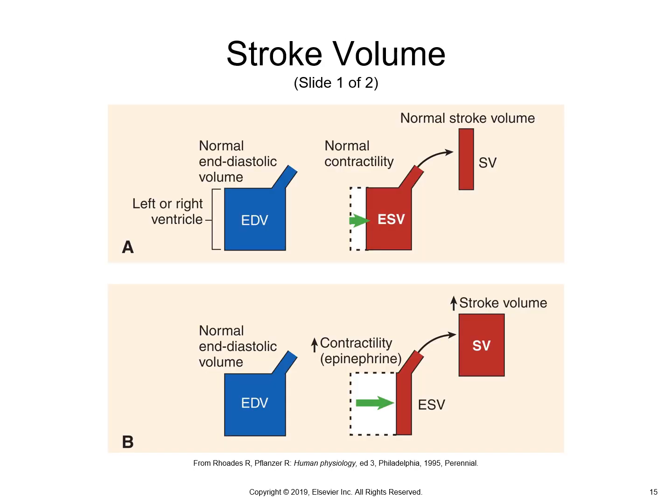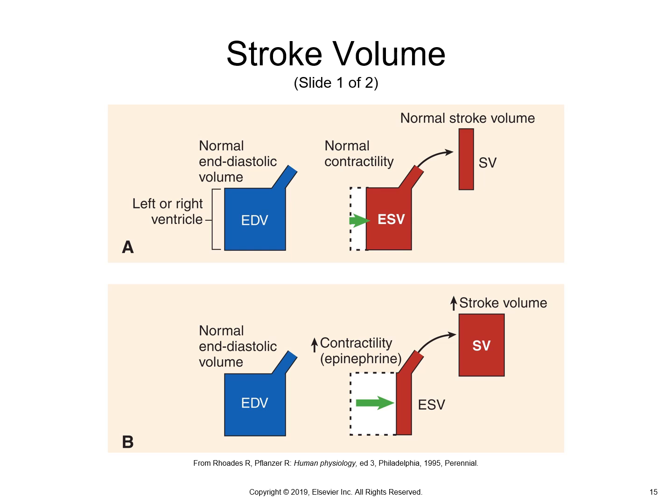This slide shows us stroke volume and how it is affected by contractility, specifically the role of epinephrine in increasing stroke volume. In diagram A, the top one, we have what we call a normal stroke volume. It represents a normal heart without any extra stimulation.